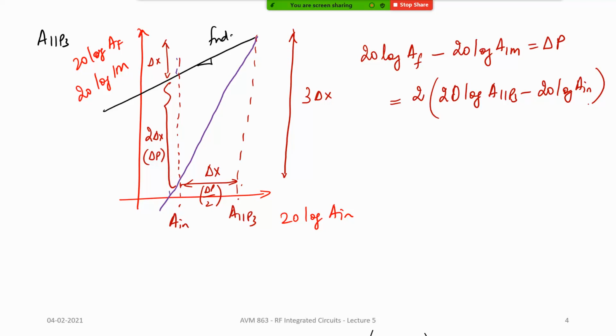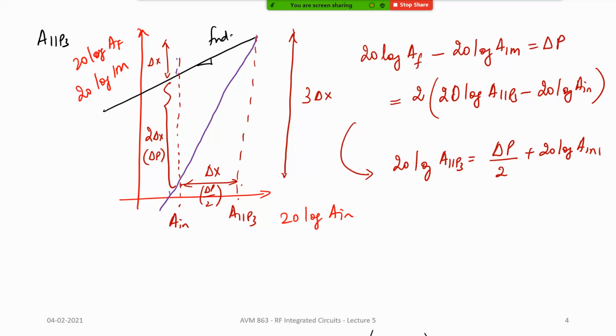So just rewriting this equation, you can say that 20 log of AIP3 is equal to delta P by 2 plus 20 log of AIN. So if you know any two parameters in this equation, you can find the other. It's a very shortcut way, and many times it becomes very useful. Let's say you know the IIP3 number from the data sheet, and you also know the input power or amplitude you are giving. Directly you will know the relative IM by using this equation.